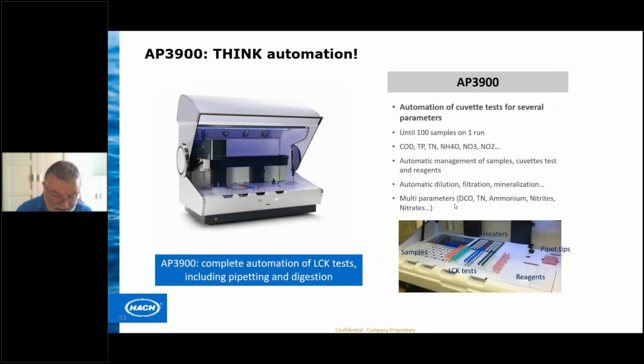And the LCK cuvette test can also be automated. The AP3900 robot can automate the complete analysis process of your sample with LCK, including pipetting and digestion. So these robots exist in COD only or multi-parameters version, and with more than 12 years of expertise in automation of cuvette tests, HACH provides a reliable solution for customers who have a large number of samples and want to save time.